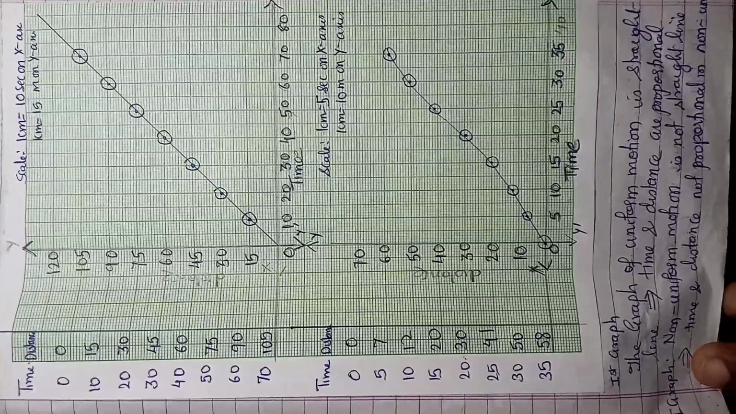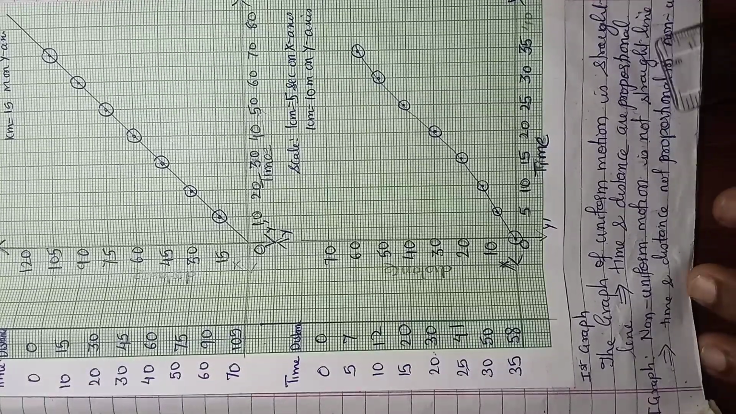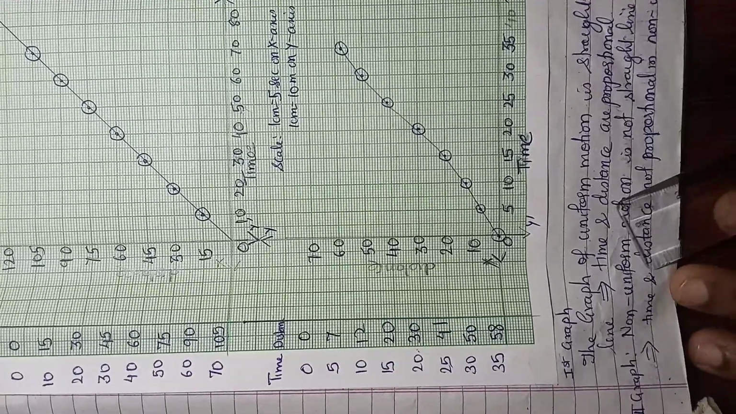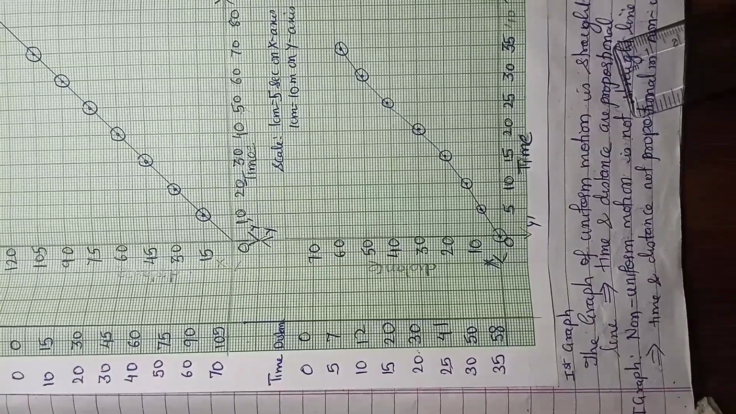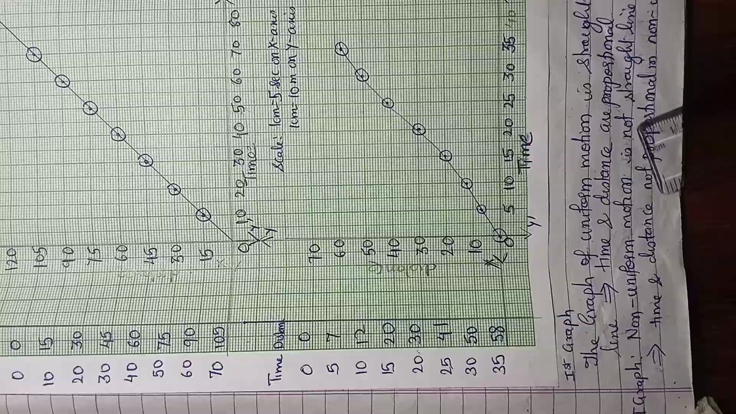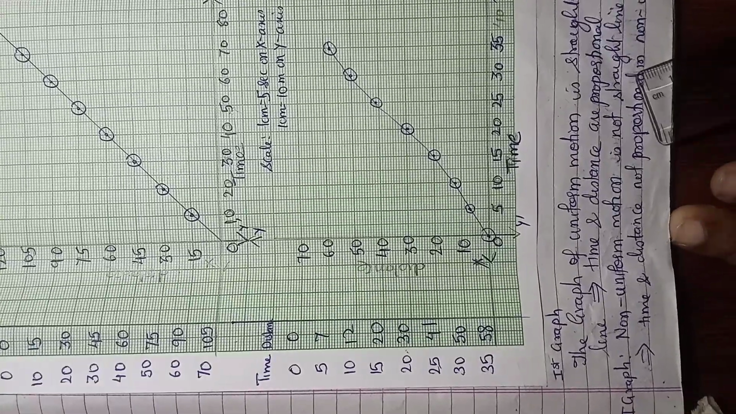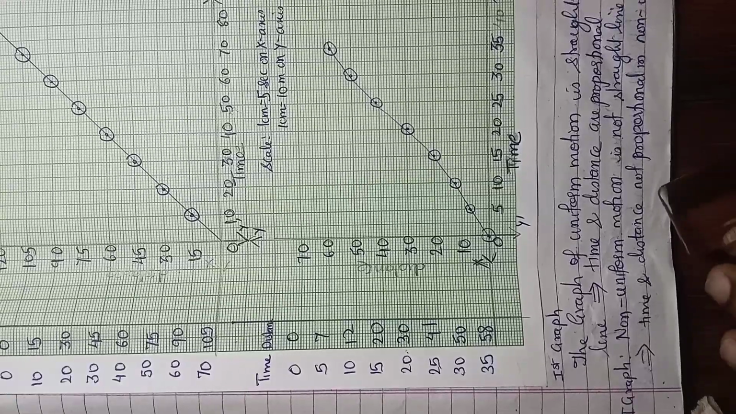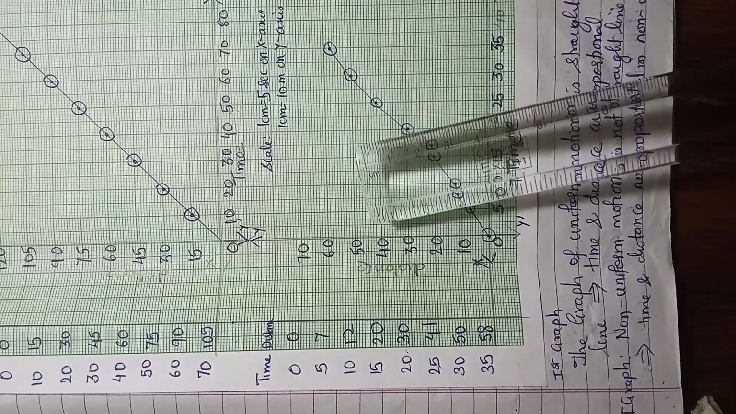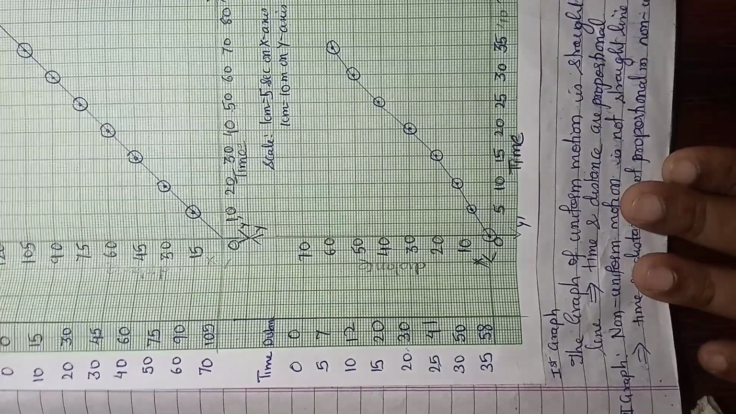So the conclusion: for the first graph, the graph of uniform motion is a straight line. The graph indicates time and distance are proportional. Second graph, you can see here, non-uniform motion is not a straight line. Here time and distance are not in proportion. This was the two graphs about uniform and non-uniform motion.